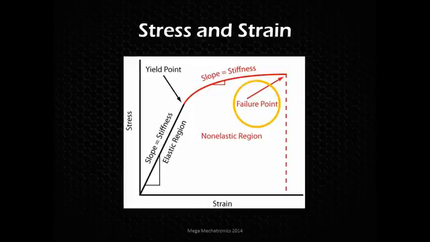So we have the elastic region, which is very important, where it returns to its original shape, and then we have the plastic deformation past the yield point. This is where permanent deformation occurs.